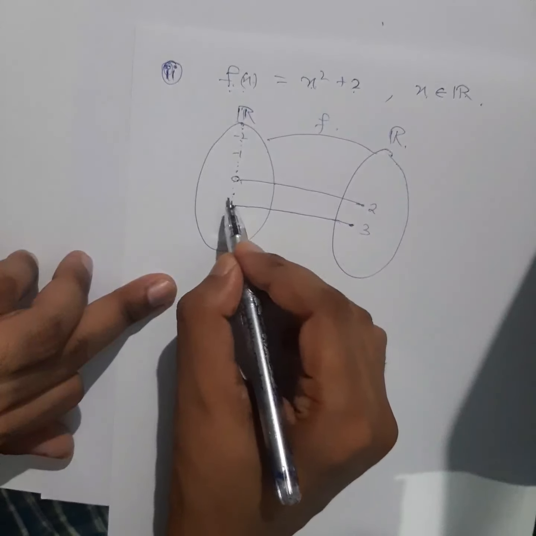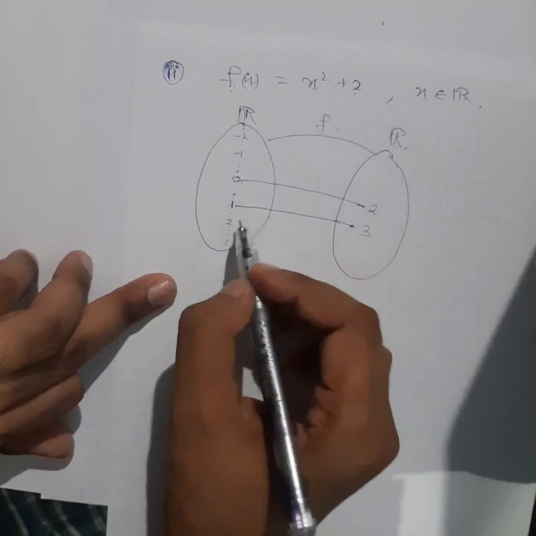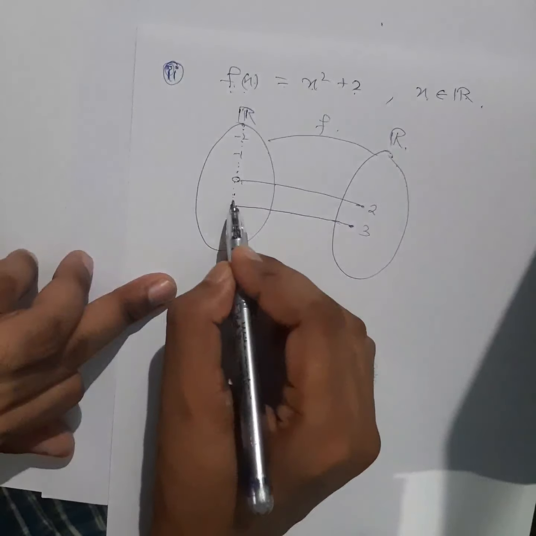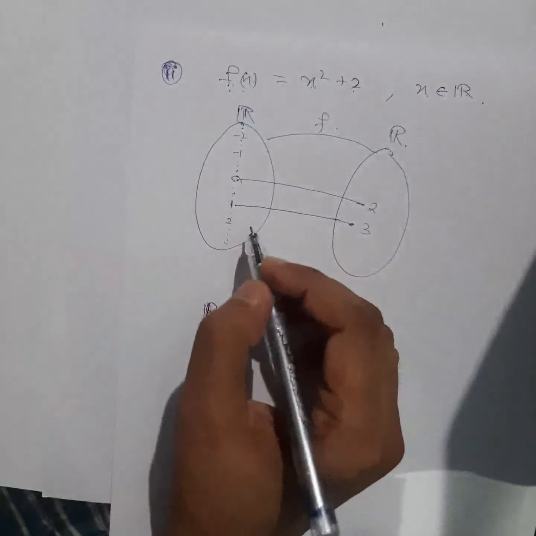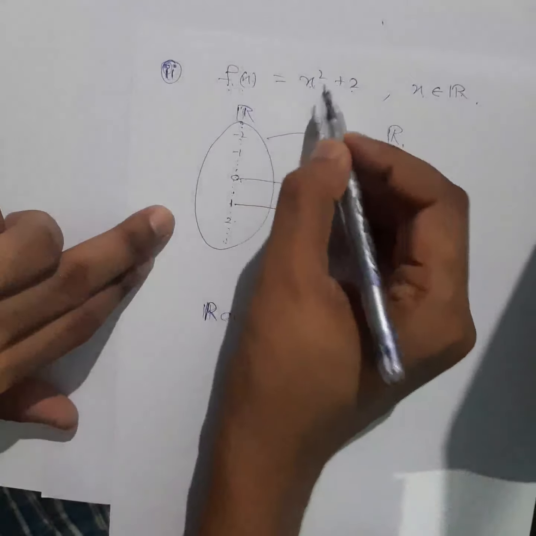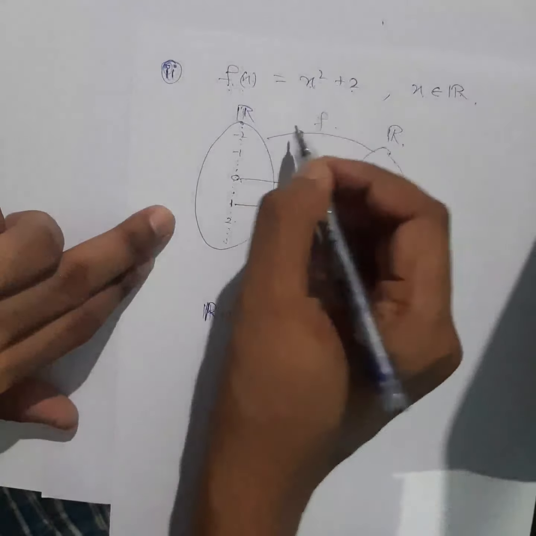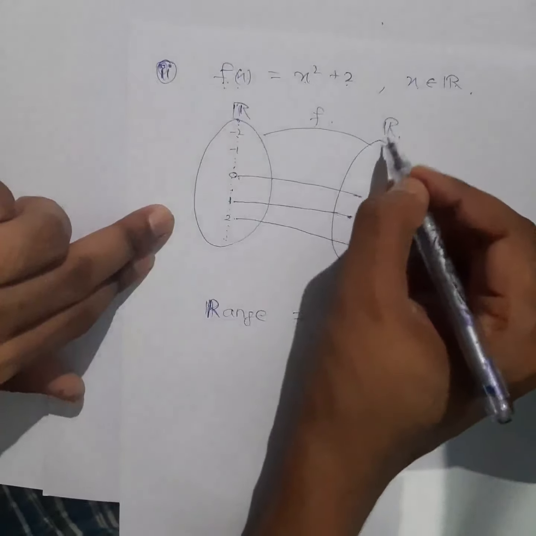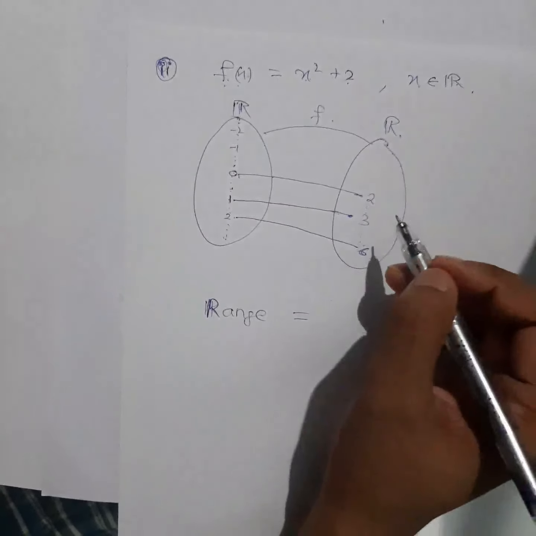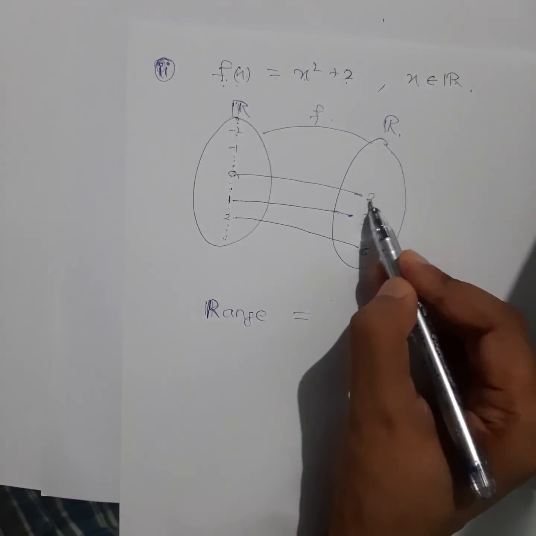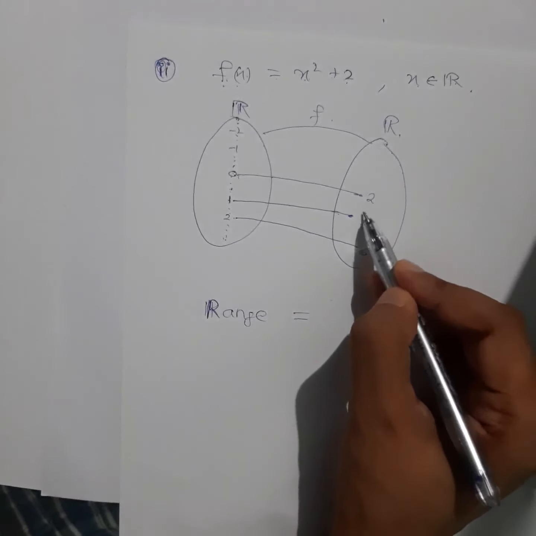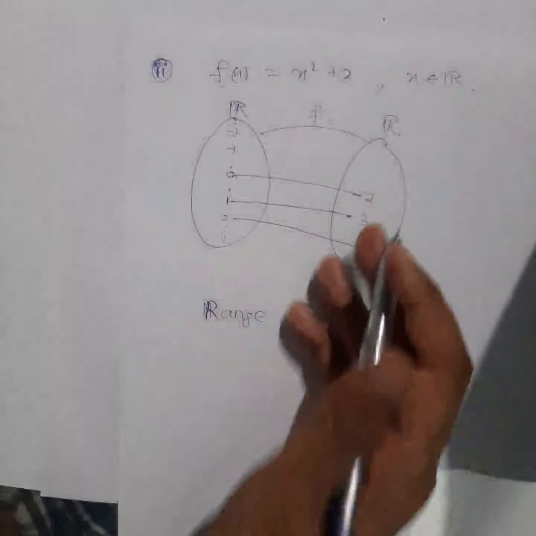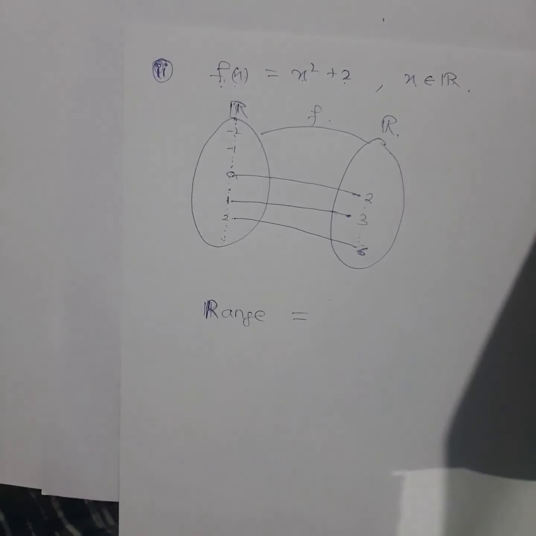Now see here, in between this, infinite numbers are there, okay? I will find that out later. I will just make an idea. So let's find out 2. If I take 2 here, 4 plus 2 is 6. Okay? Now here also elements are there, right? It's the set of real numbers, here also elements are there. Now what will happen with these elements? Will they be images or not? All these elements, will they have an image here or not? You have to find that out.